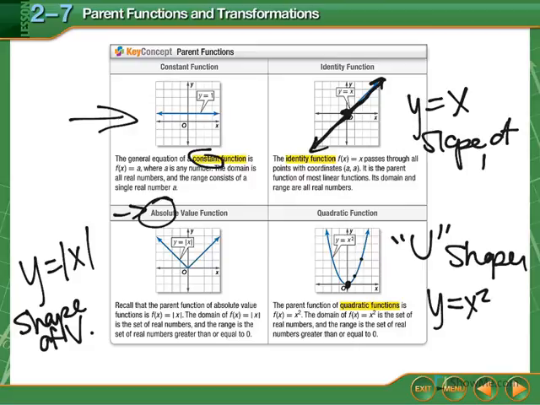Looking at the absolute value function, we know it goes through (0, 0), and here on the right side it has a positive slope of 1, and on the left side it has a negative slope of 1. Okay? Moving on to our examples.